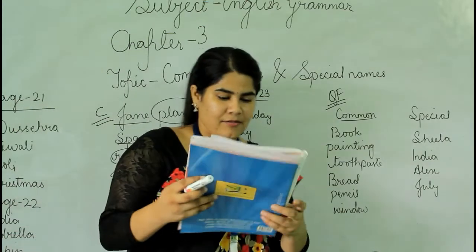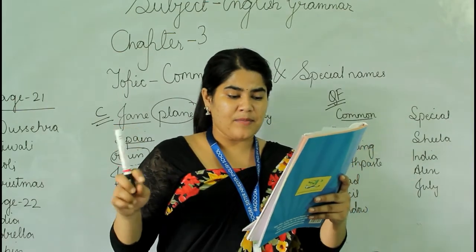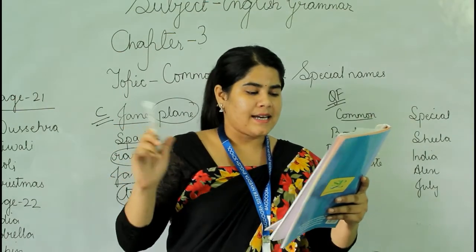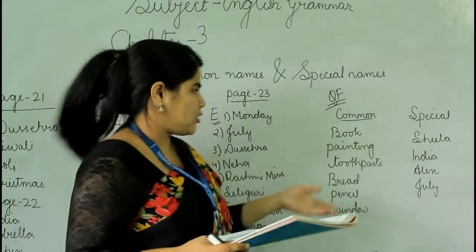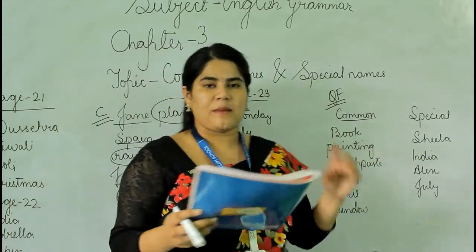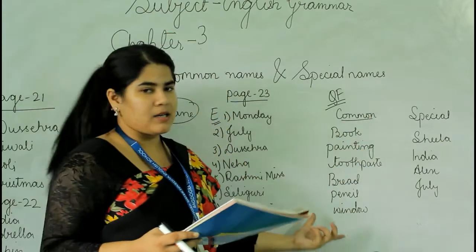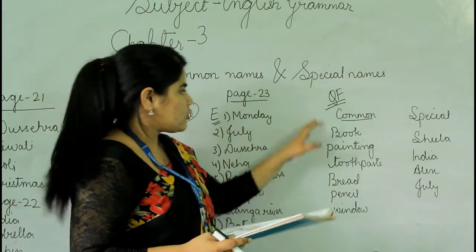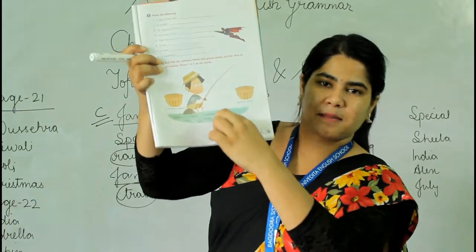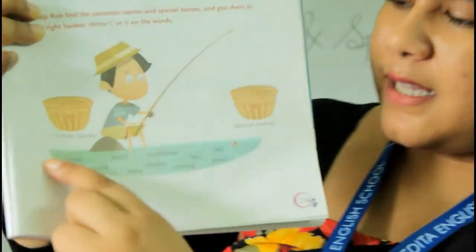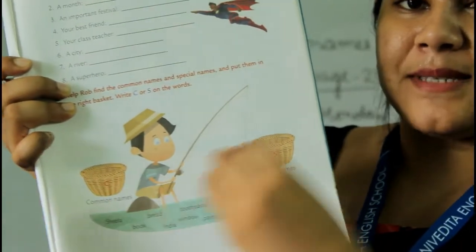Okay. So question number F, help Rob find the common names and special names and put them in the right basket. Write C or S on the words. Okay. So here, there are 2 baskets, so you have to choose which are common names and which are special names. In this column some names are given. You have to categorize these as common names and special names.